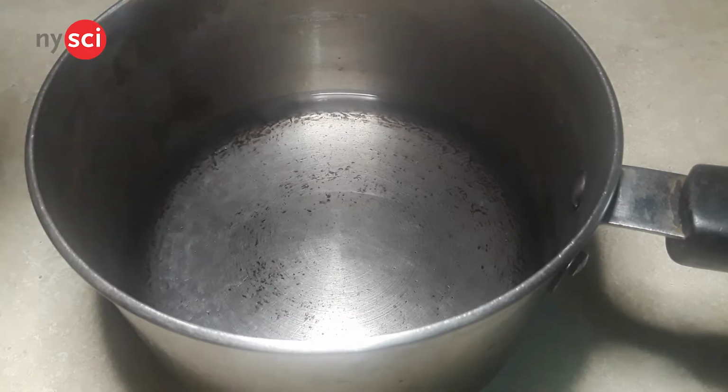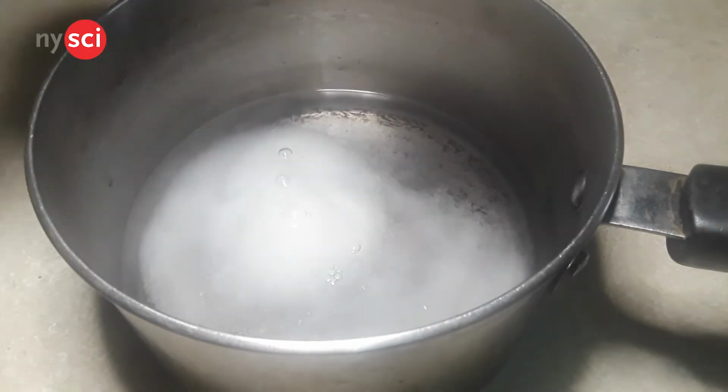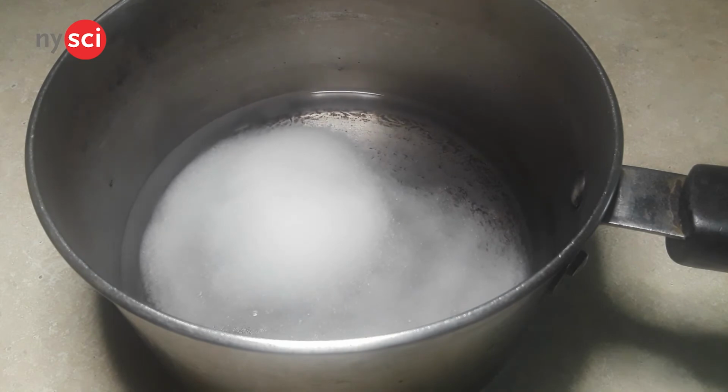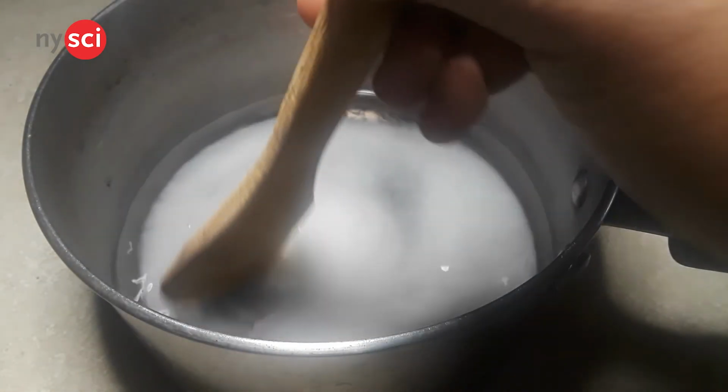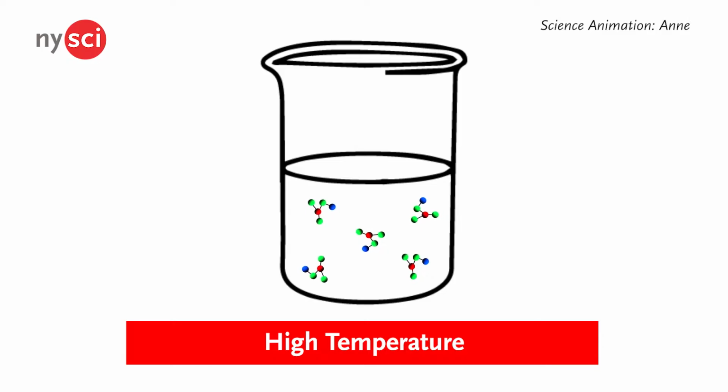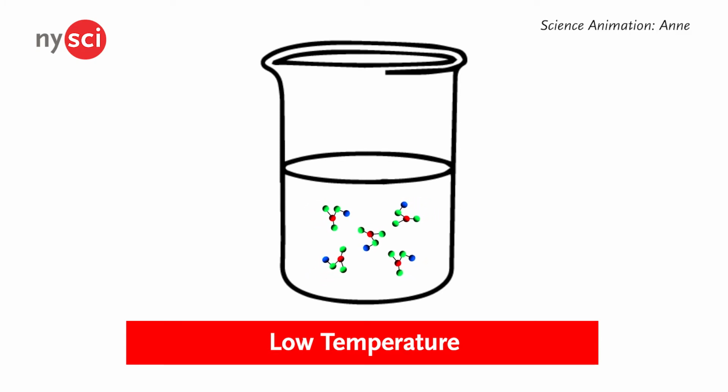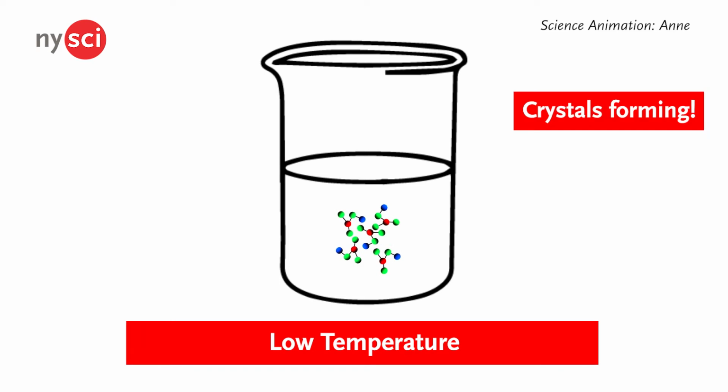Alright, now we're gonna continue working on our solution. Once it comes to a boil, turn off the stove, then measure and add in your minerals and stir until it dissolves. When the temperature of the water increases, the molecules move further away from each other, making it easier to dissolve our minerals. As the solution cools down, the water molecules start to move closer and closer, forming the crystals that start to stick onto our pipe cleaners and pom-poms.